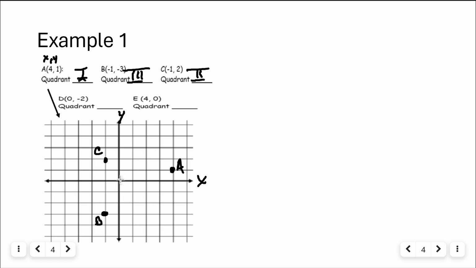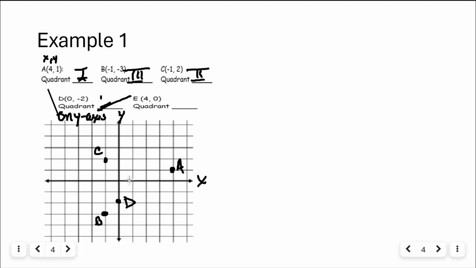D is on 0, -2. I don't go left or right any. I just go 2 down and make a point. Call this point D. Okay. D is not in a quadrant. So it's not in a quadrant. But what D is, it's on the y-axis. Okay. D is on the y-axis.